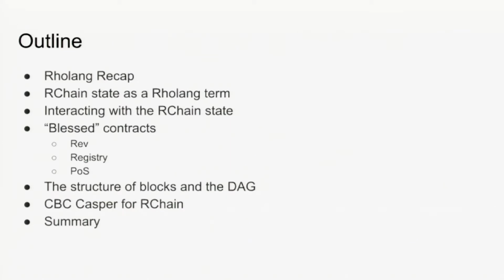So we're going to quickly go over Rholang just enough to understand what goes in a block. We're going to talk about the RChain state, blessed contracts, and the block structure. And I'm going to gloss over Casper because that's the part of this presentation I understand the least about.